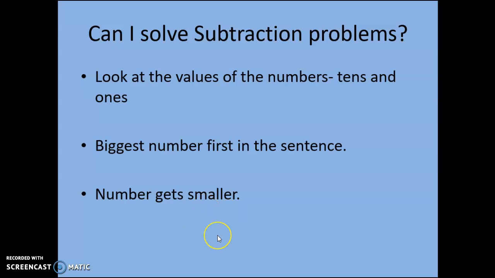The things we need to remember when solving subtraction problems is we need to think about the values of the numbers, so we need to look at what number each number represents, so what tens does it have, what ones does it have. In subtraction, the biggest number normally goes first in the sentence, so for example 25 take away 5 equals 20. The biggest number there is 25, and normally the number gets smaller, whereas in addition it gets bigger.